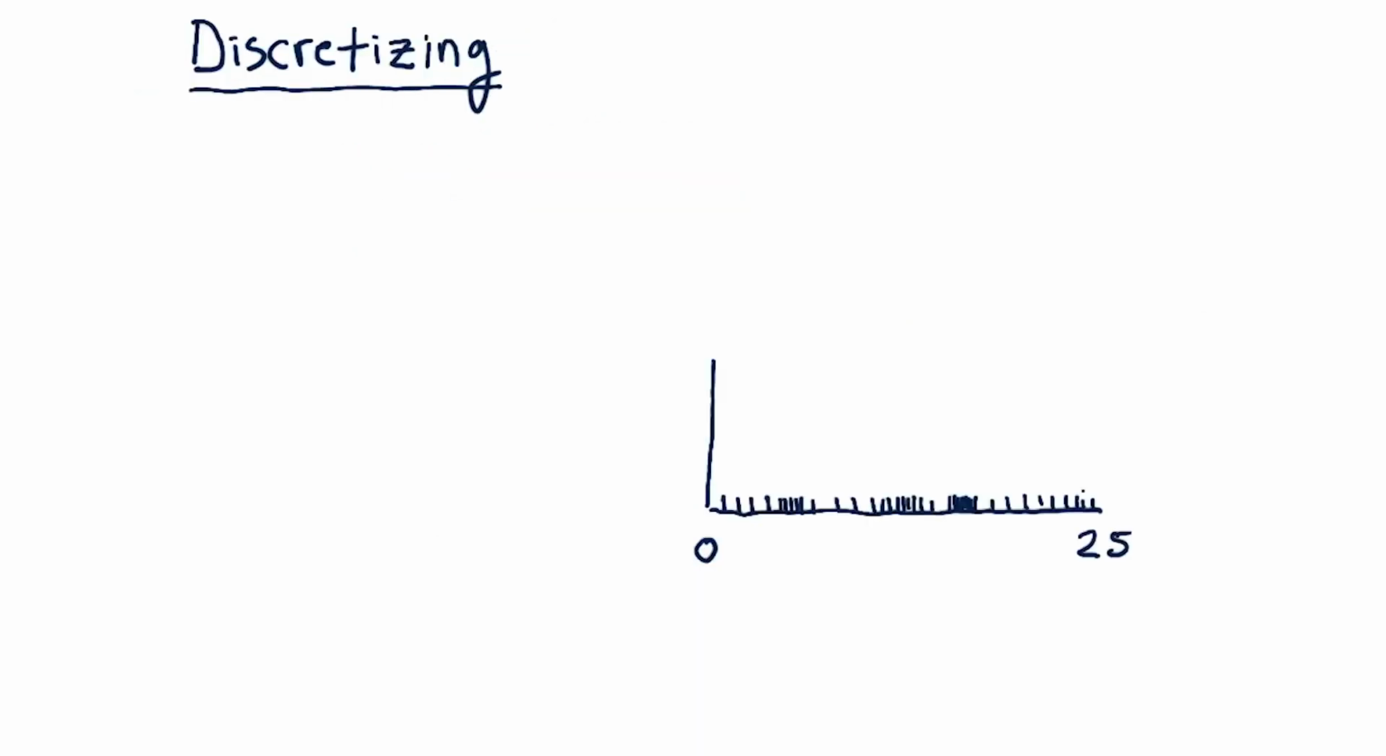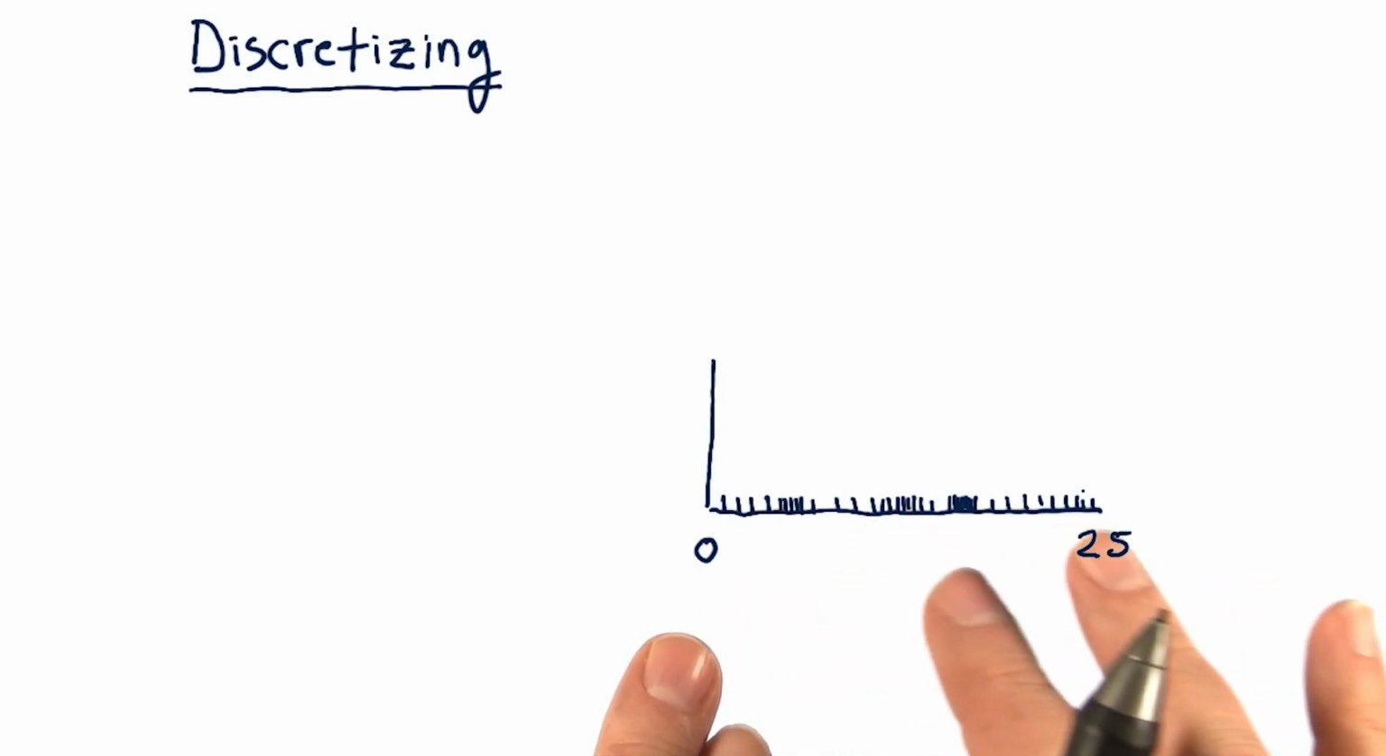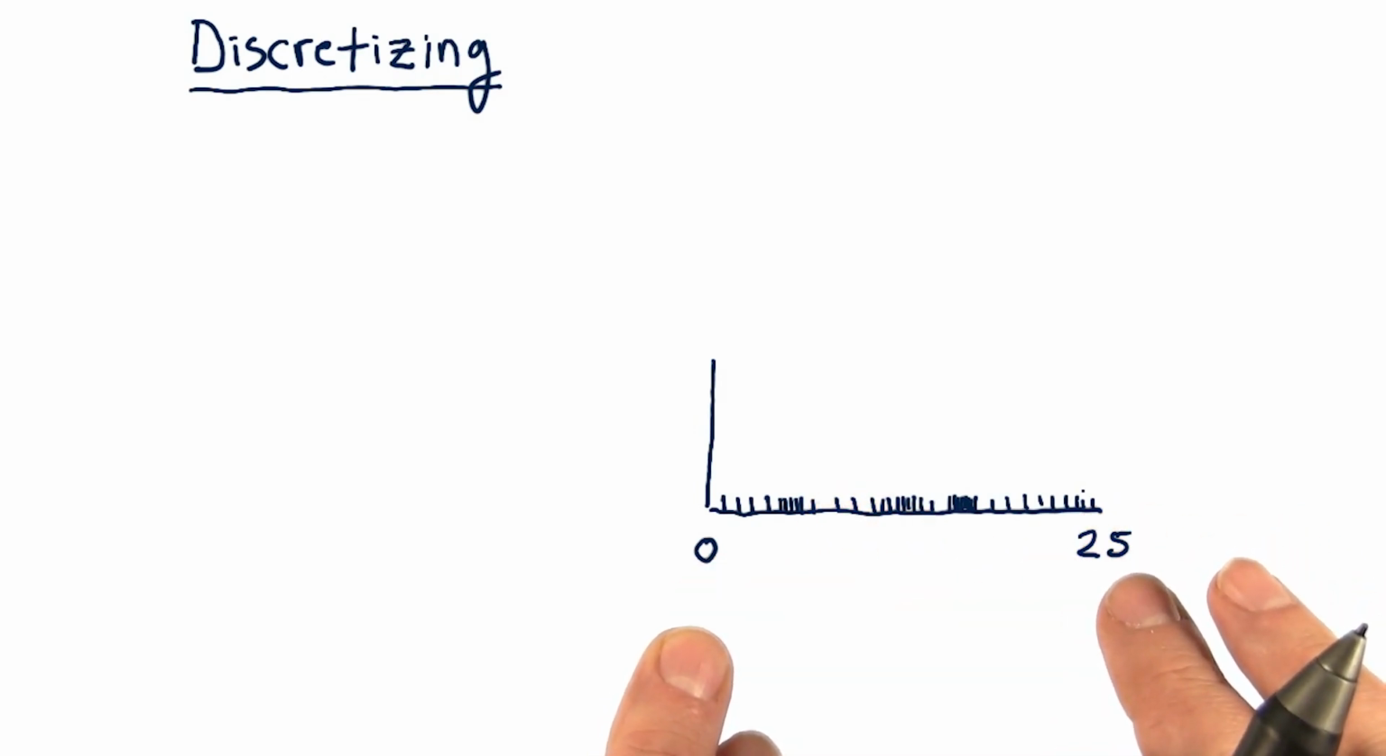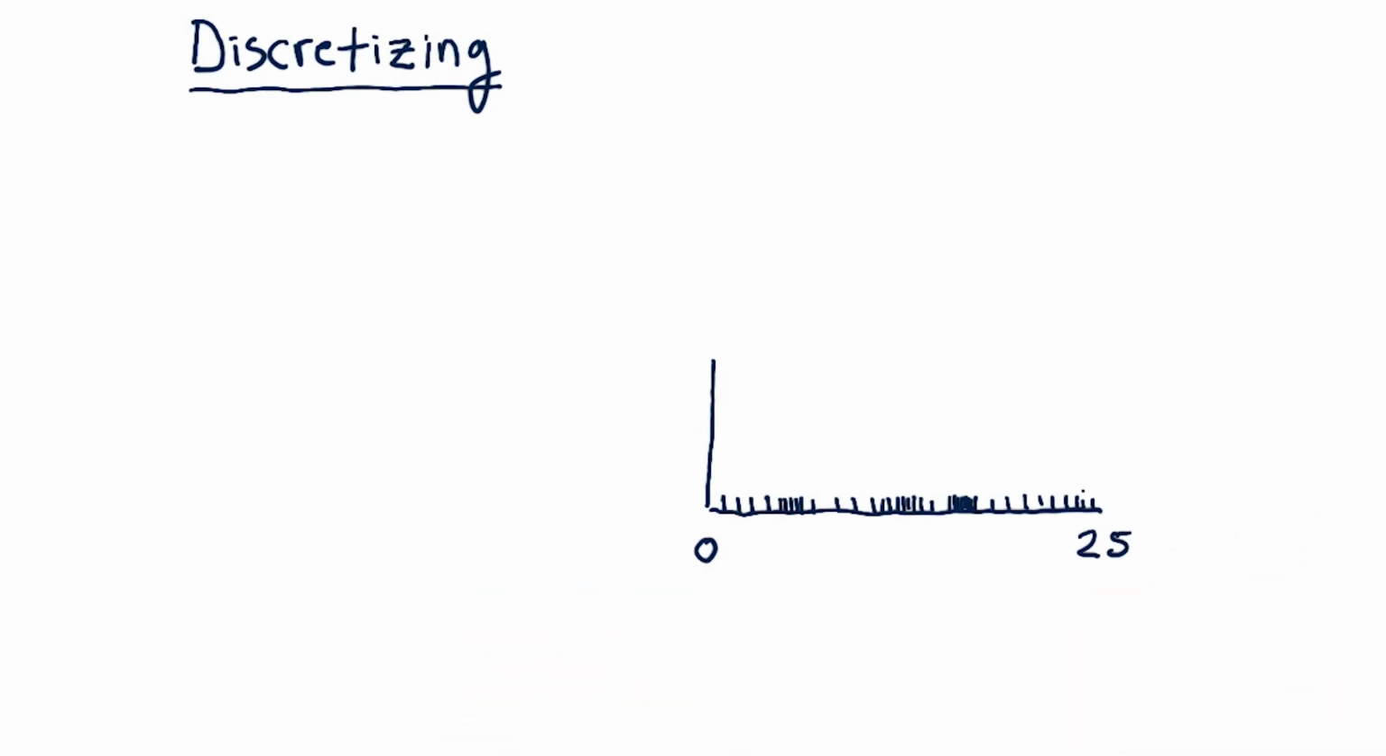Discretization, or discretizing, is an important step in this whole process. What we want to do is have a way to convert a real number into an integer across a limited scale. In other words, we might have hundreds of individual values here between 0 and 25 of a real number, and we want to convert that into an integer, say between 0 and 9. There's a fairly easy way to do that, and I'll show you how right now.